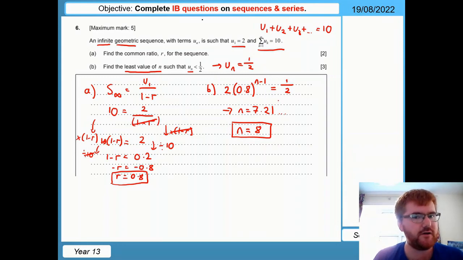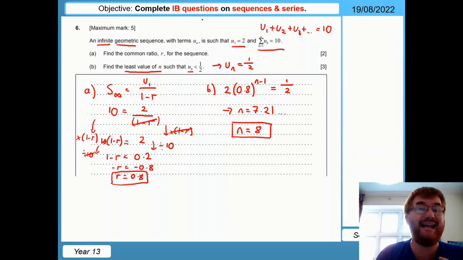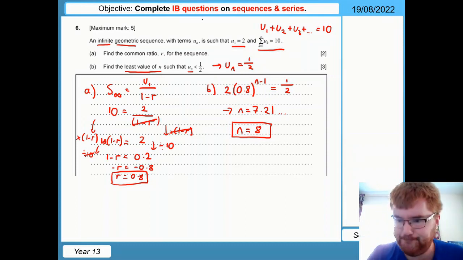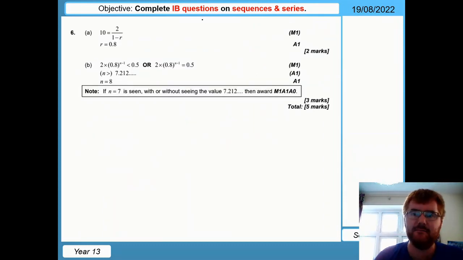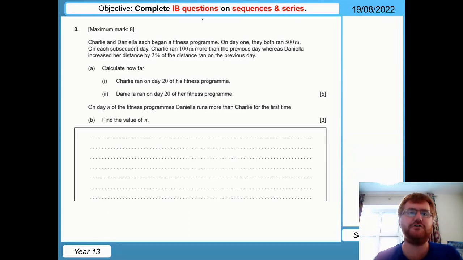7 doesn't work. Notice the precise answer is 7.21. So the next integer that comes along, the next whole number that comes along to answer the question will be n equals 8. Again, you can check the mark scheme. As you can see, if you do put n is 7 down, you only get 2 marks for that question and not 3.